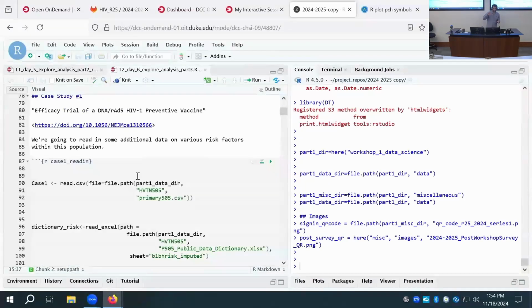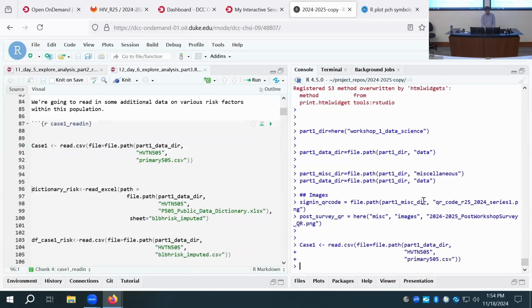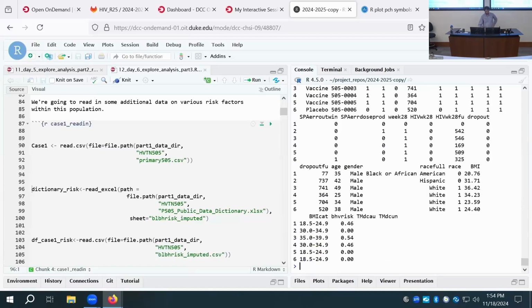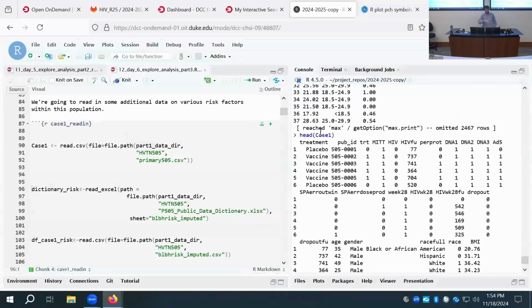Okay, so within the case study 1, we're going to take a little bit of additional data on risk factors for HIV that they have within the data set. So we're going to first read the data set. So I'm going to specify the path. So case 1. So now we have the data set that has the treatment, publication ID, and all this additional stuff.